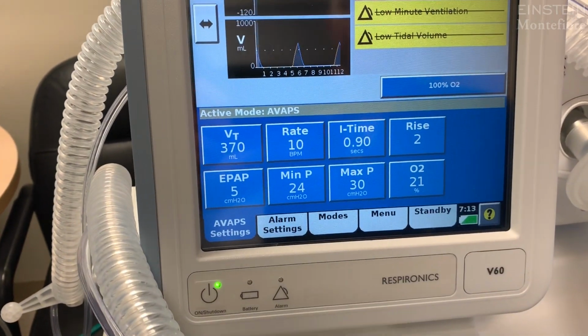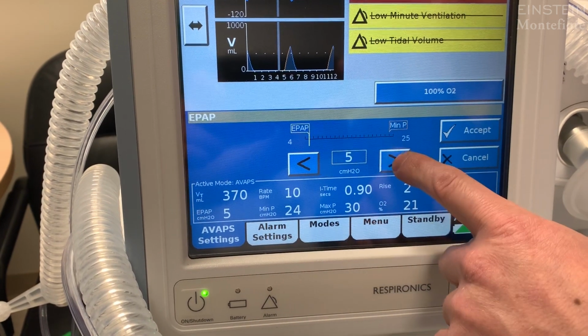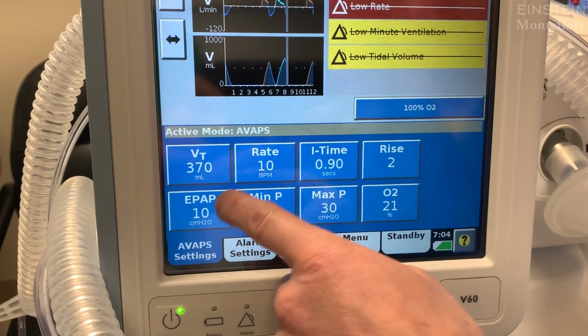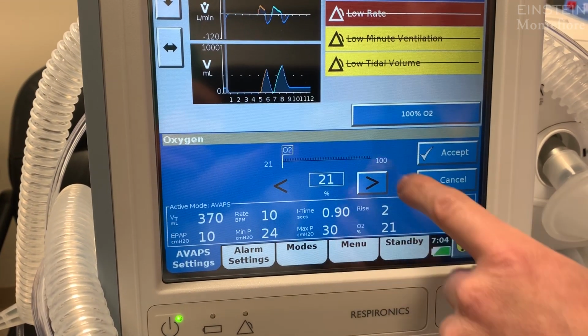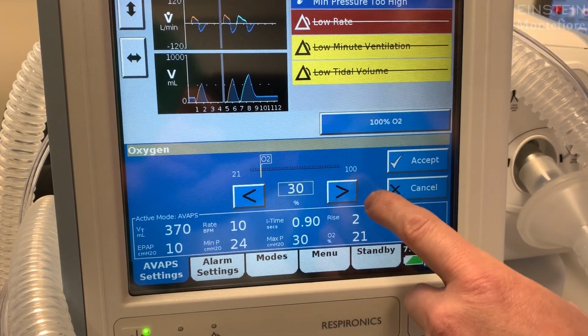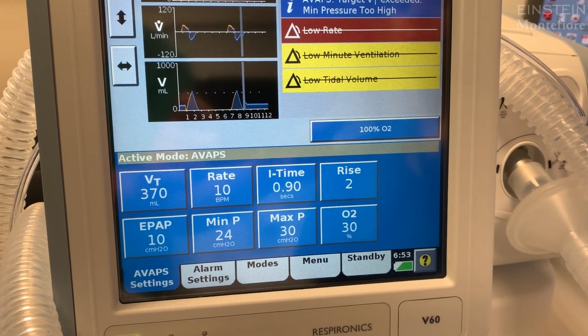On the V60, you would find the EPAP, which is analogous to PEEP on this ventilator. Press this button several times and then click accept. And now your PEEP is actually set at 10. Similarly with the FiO2, you can press the arrow and then hit accept. And now your FiO2 is also increased.